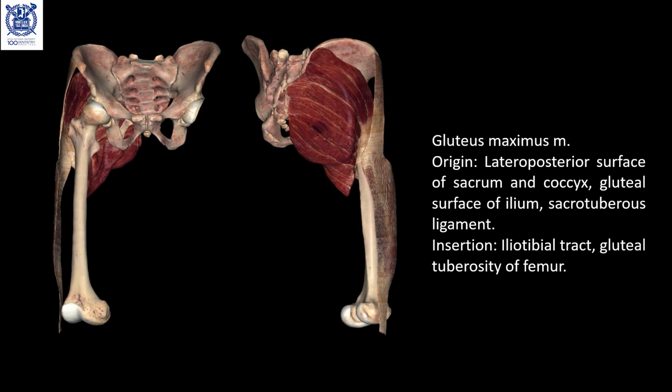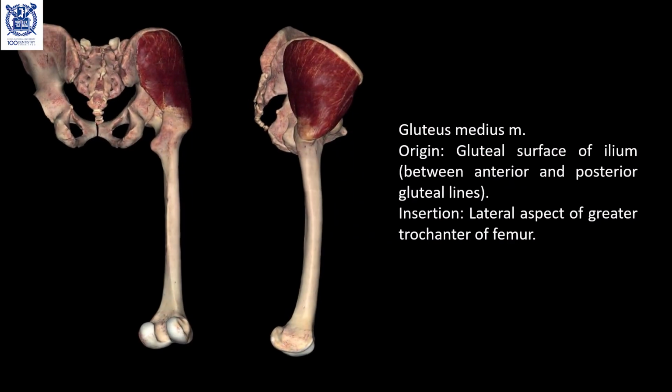The gluteus maximus origin: lateral posterior surface of sacrum and coccyx, gluteal surface of ilium, sacrotuberous ligament. Insertion: iliotibial tract, gluteal tuberosity of femur. Gluteus medius origin: gluteal surface of ilium between anterior and posterior gluteal lines. Insertion: lateral aspect of greater trochanter of femur.